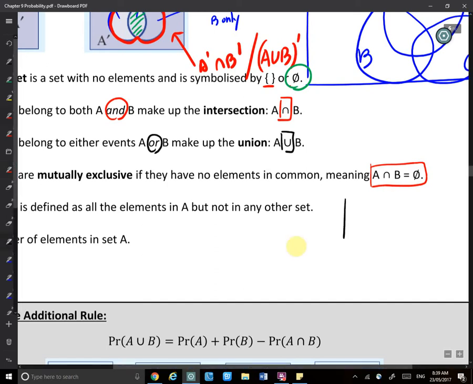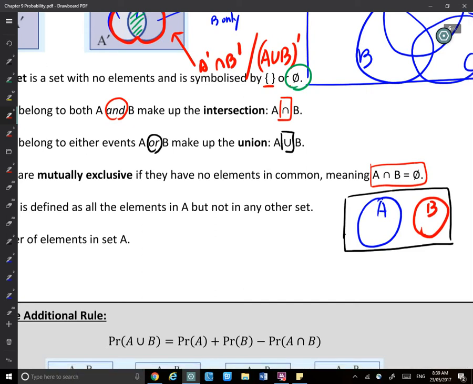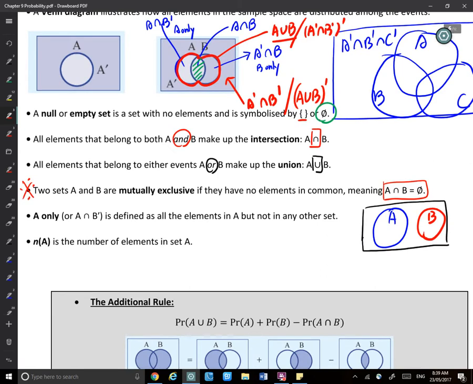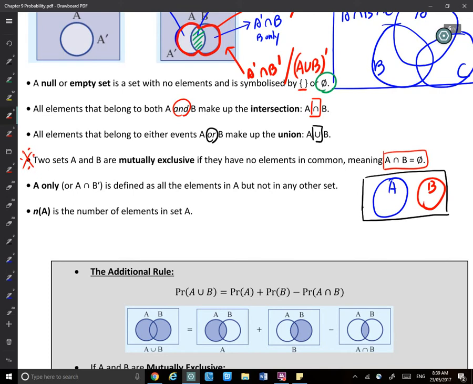If we use a Venn diagram to represent this case, we can have a set A and a set B. In this case, A and B are mutually exclusive because there's no intersection between them. So you must remember mutually exclusive. A only is A intersects B dash, which belongs to A and not belongs to B.